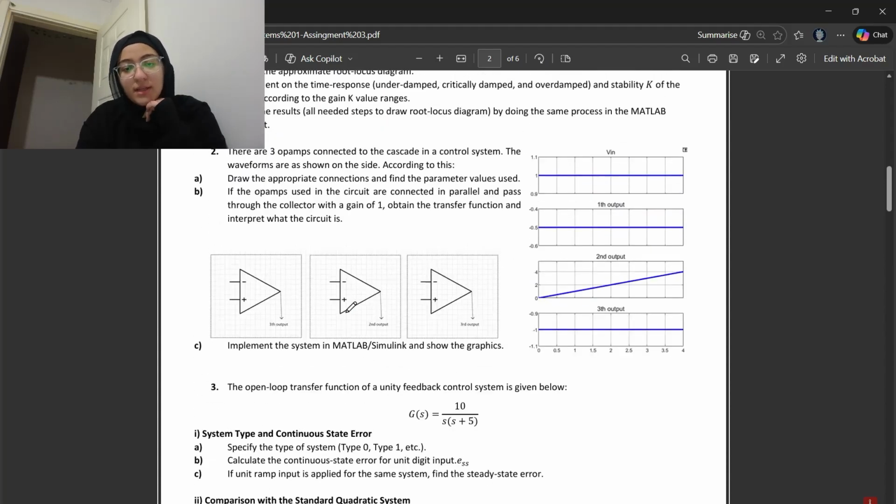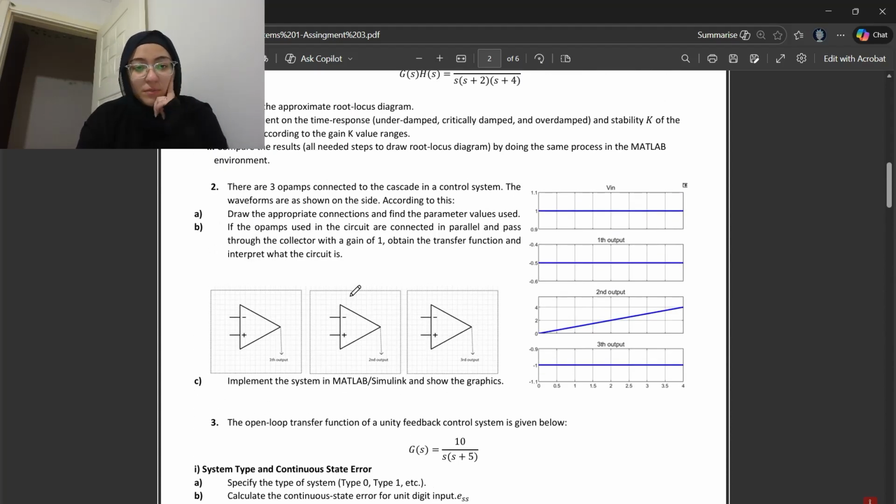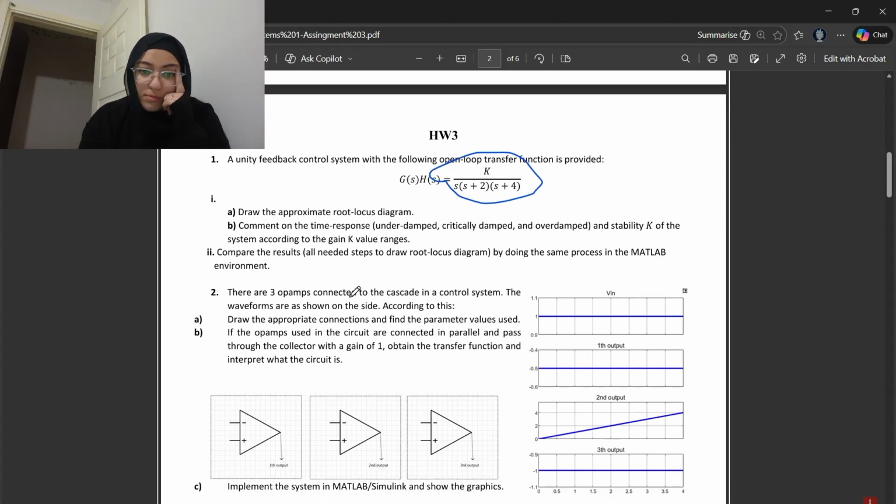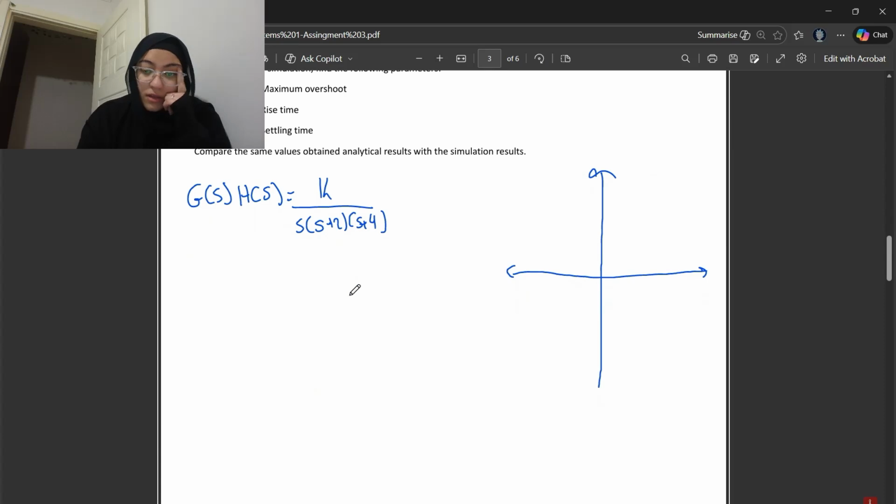I'm going to solve the first question from the homework. It says: a unity feedback control system with the following open loop transfer function is provided here. We need to draw the approximate root locus diagram.